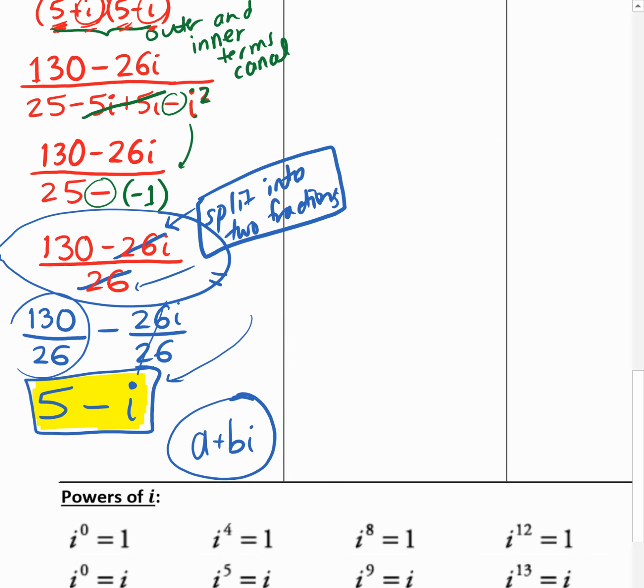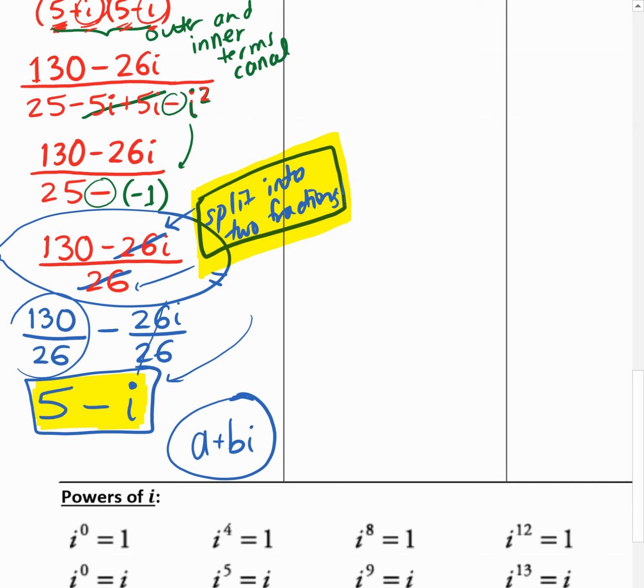And that's why I always do, like I said here, is split it into two fractions before I try to reduce or anything. That way I'm not tempted to reduce things I'm not supposed to. And that also kills the other bird of, you need to write this as a plus bi. So this can't be one big fraction. It has to be two separate terms.